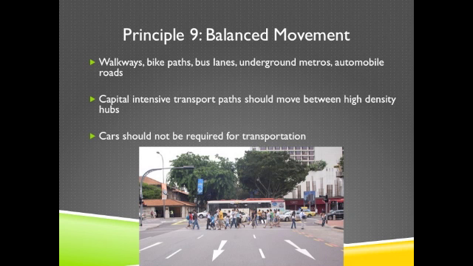The balanced movement principle advocates a large spread of transport systems, including walkways, bike paths, bus lanes, underground metros, and automobile roads. Transport channels should connect high-density public nodes, which can be accessed through low-technology transportation methods. At these exchange sites, mixed-use urban villages can develop. The PIU accepts the efficiency of the car, but does not believe its use should be required for urban life.